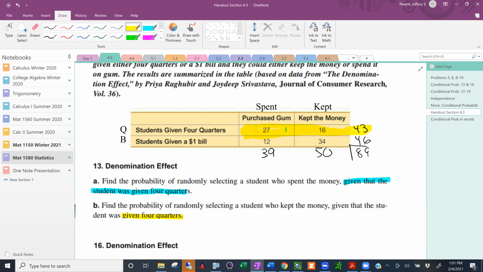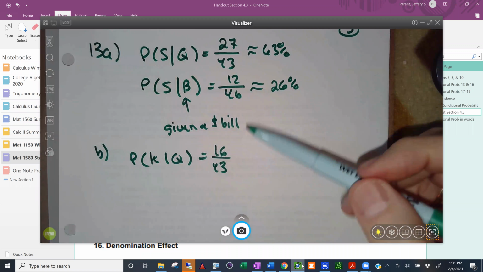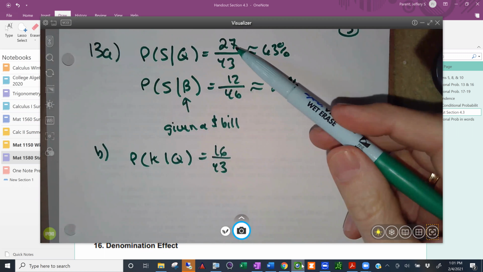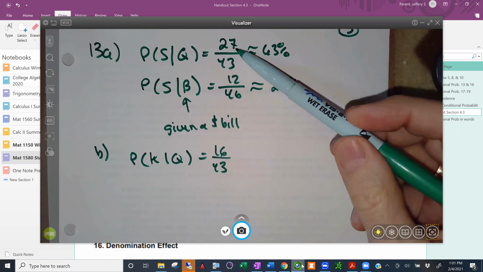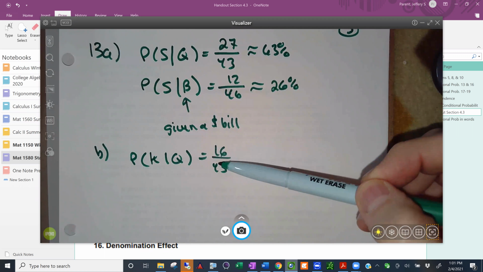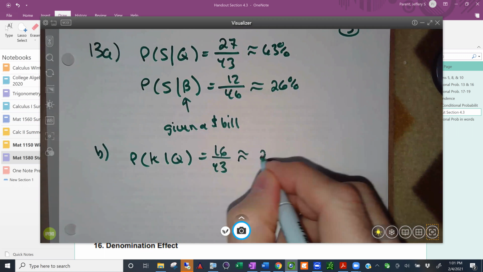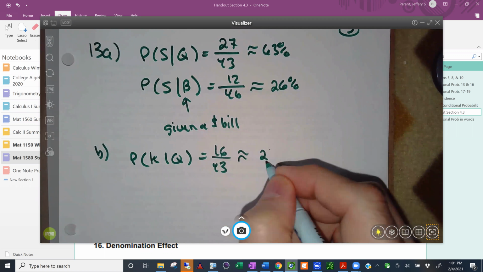Now, amongst these people, how many of them kept the money? 16 out of 43. Excellent. 16 out of 43. Nice. By the way, I'll point out that if you use the complementation rule, this probability is 1 minus this probability. So you can use the complementation rule to get those. This is about 37%.